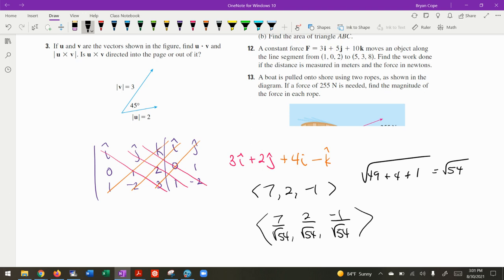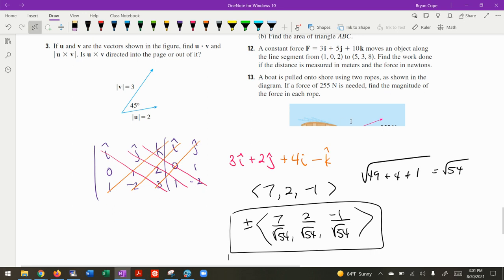Now the question asked, find me 2 unit vectors. So what do I do? Plus or minus, yeah. I can just say that the original and its partner going the other way are both unit vectors. Questions? Yep.